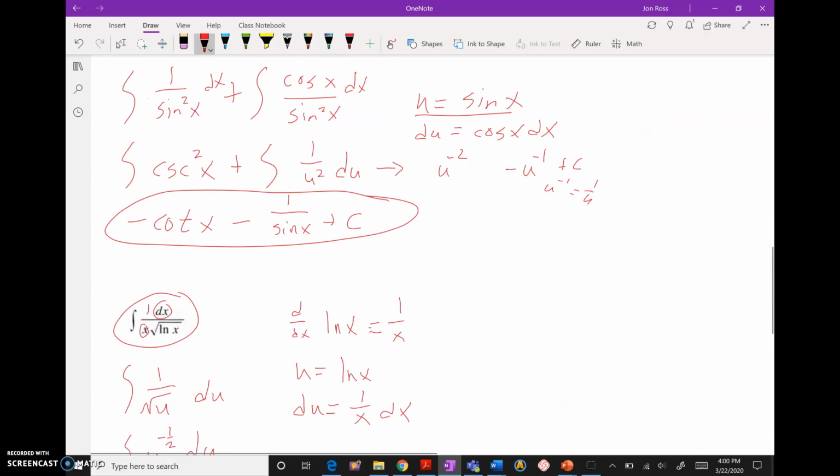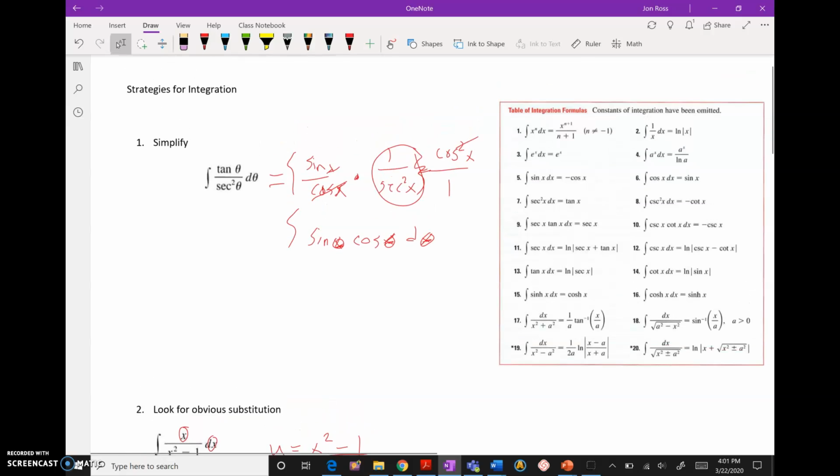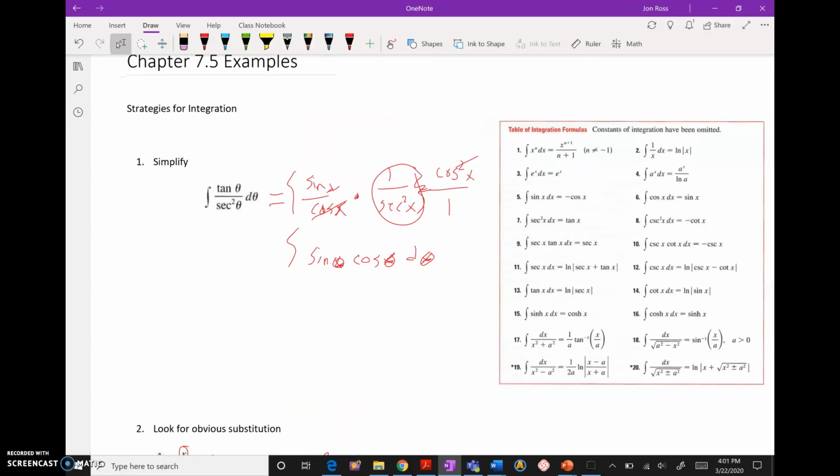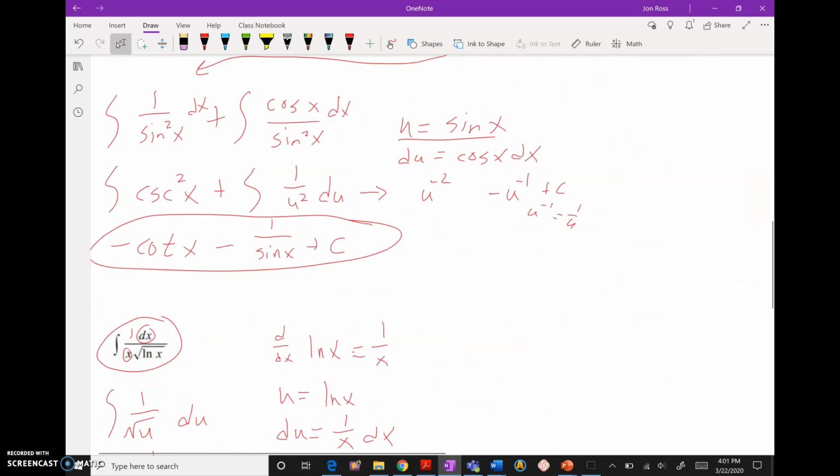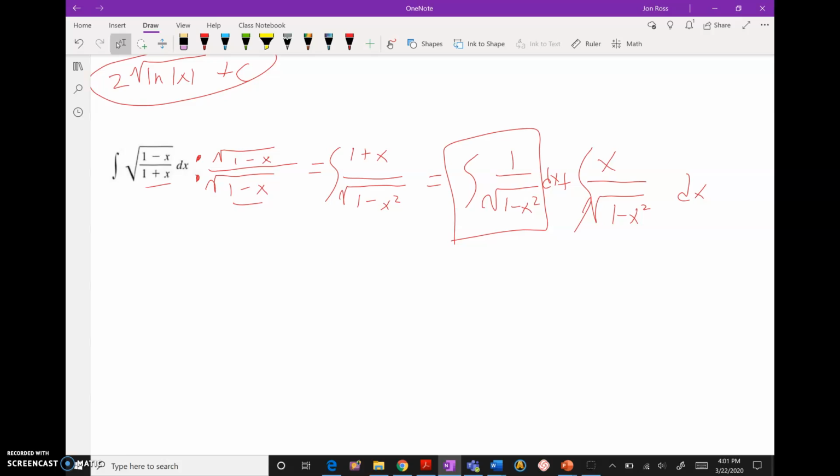If you know your integrations, 1 over the square root of 1 minus x squared, see it on there? Trust me on this one. Maybe I'm not seeing it, but we've done it before. It is the inverse sine. So this actually becomes sine to the negative 1 of x. That's the integration of that. Now we just have to figure out the second part right here: the integration of x over the square root of 1 minus x squared.